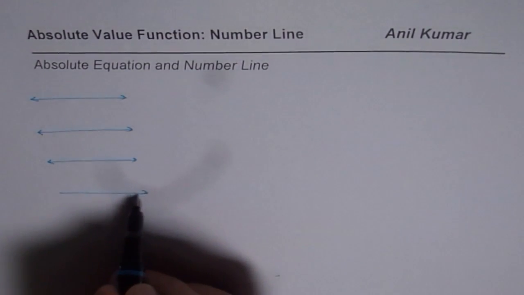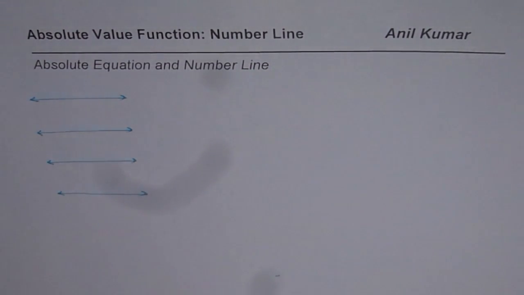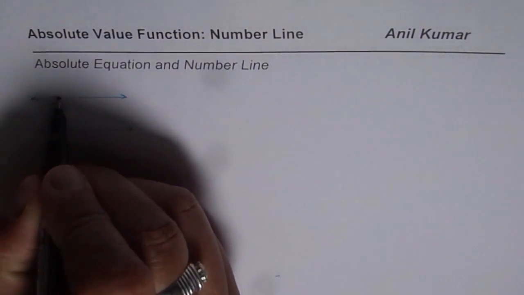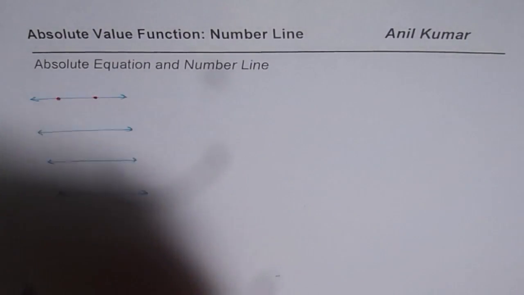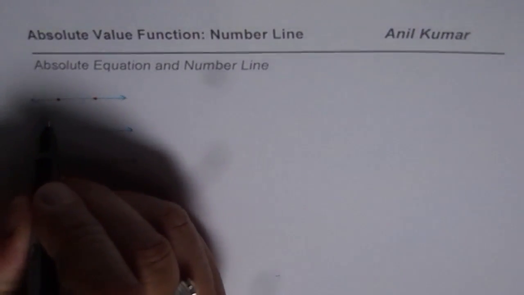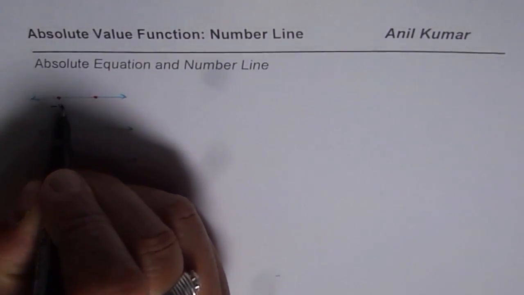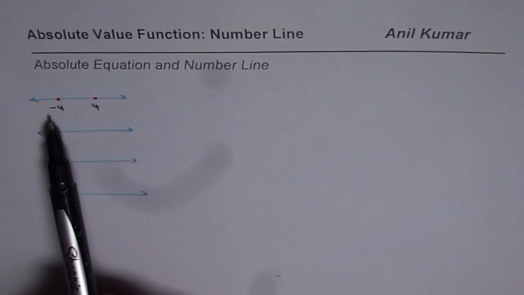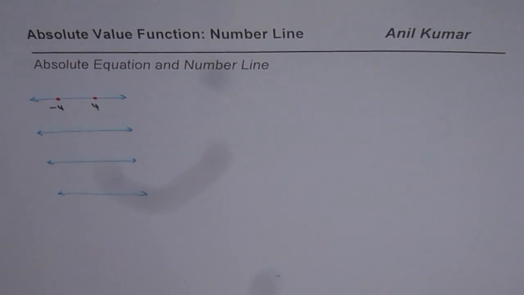So I've drawn four number lines here, and now let me give you some solutions. Let us say first one, let's keep it very simple. We have 2 points as the solution of an absolute equation, and let's say these points are -4 and +4, right? You need to write an absolute function equation whose solution should be -4 and +4, right? So that is what you need to do.